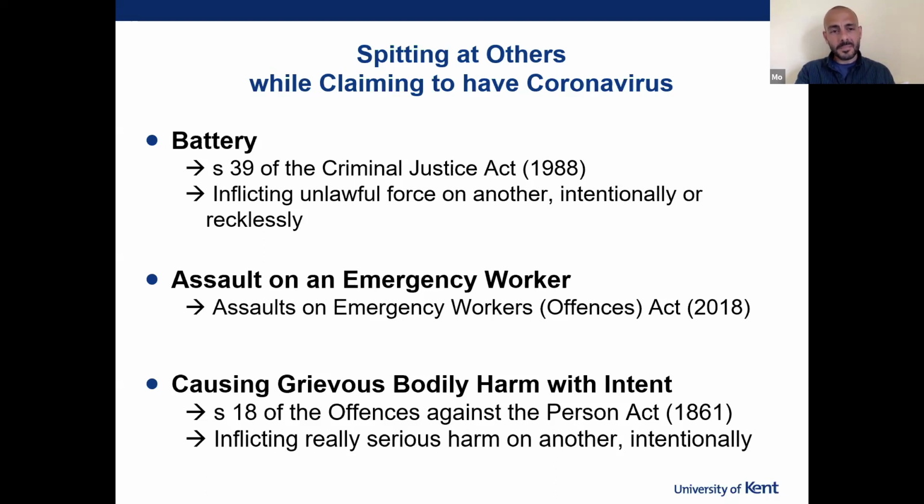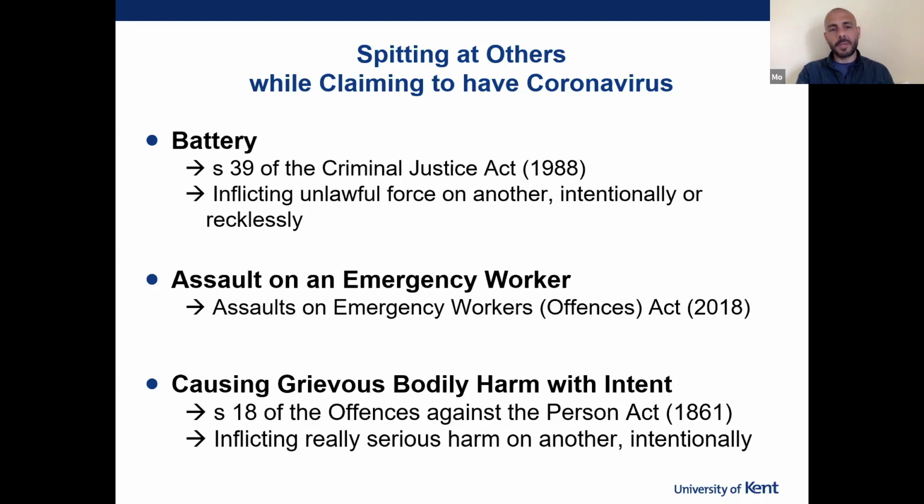Now, in fact, the Crown Prosecution Service a few weeks ago made a statement addressed to those people who were intending to spit at police officers or cough at police officers and nurses and so on, that they will be using this particular piece of legislation to prosecute people who do try to inflict force on emergency workers.